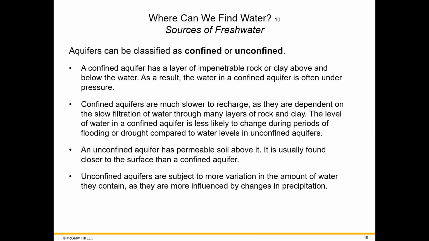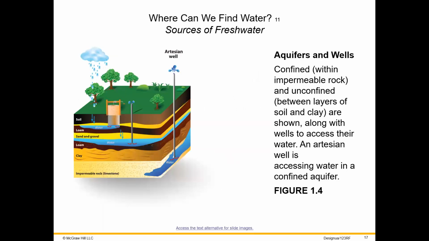Here you guys can see more information about confined or unconfined aquifers, right? So a confined aquifer, as I explained, has a layer of impenetrable rock or clay above and below the water, meaning that the water is often under pressure in that aquifer. They are slower to recharge, and they are dependent on the slow filtration of water through many layers of rock and clay. An unconfined aquifer has permeable soil above it, and it is usually found closer to the surface than a confined aquifer. And they are more subject to variation in the amount of water that they contain, and they're more influenced by changes in precipitation. So here in Florida, we definitely have an unconfined aquifer.